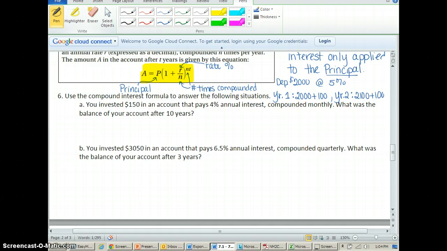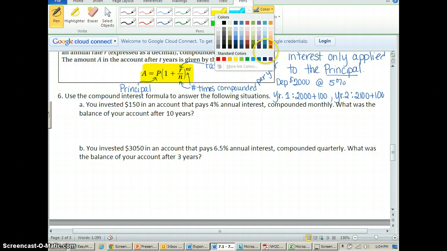It says you invested $150 in an account that pays 4% annual interest compounded monthly. What was the balance of your account after 10 years? Now we should probably add one more thing. N is the number of times compounded per year. So if it's compounded yearly, it would only be 1. If it's compounded monthly, that means it would be 12 because it's happening 12 times during the year.